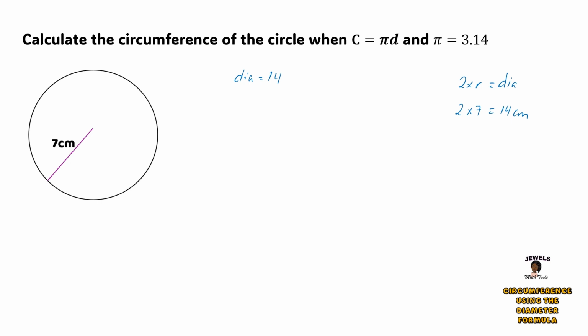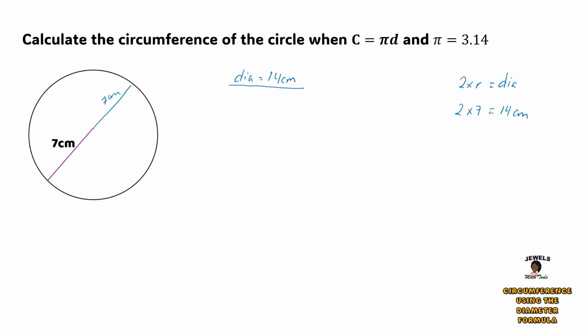And if you think about their relationship, remember that it takes 2 of these radii. So if I was to draw in another half, remember that the 7 centimeters plus the 7 centimeters is what will give us the full length of our diameter. So this measurement would be correct.